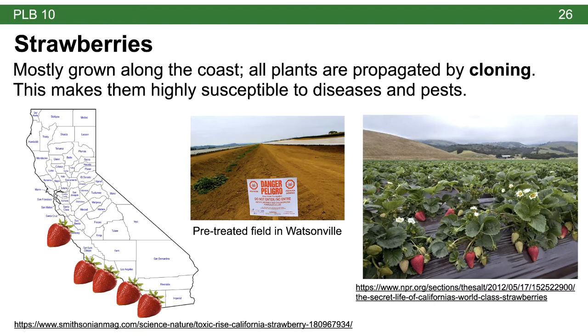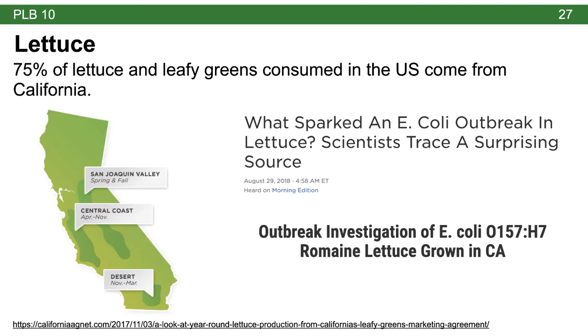Another important California food crop we'll talk about is lettuce. About 75% of the lettuce and leafy greens consumed in the U.S. come from California. So what you get is a shift between lettuce that's grown in spring and summer in California, and then in fall, it's mostly grown in Arizona. In California, there's a number of different important lettuce-growing regions, but probably the most important is the Salinas Valley along the Central Coast.